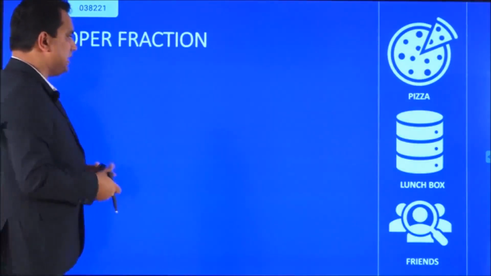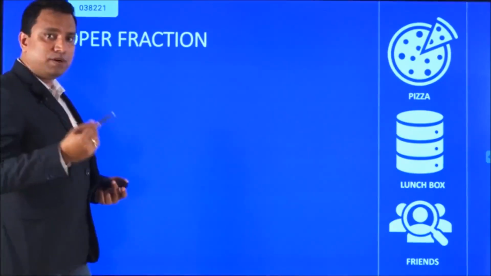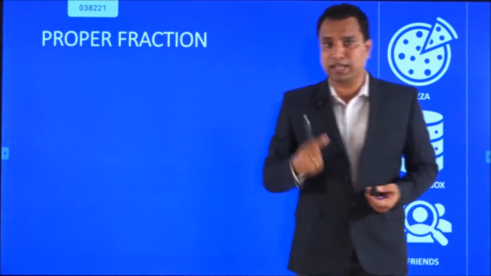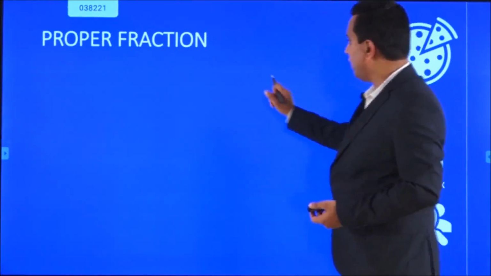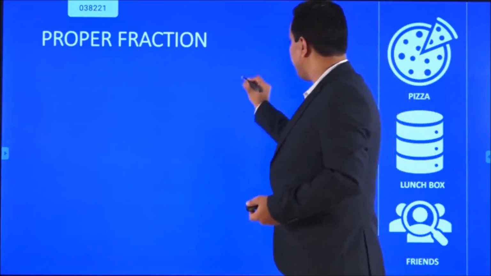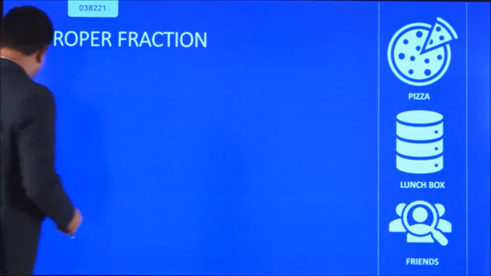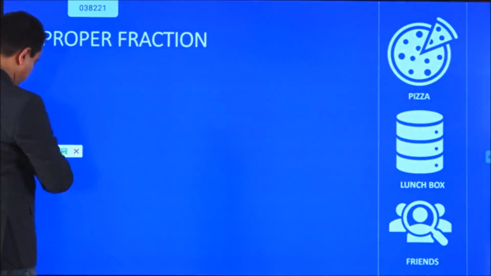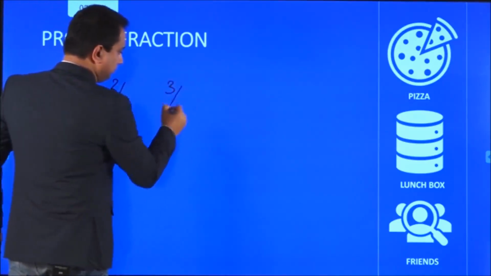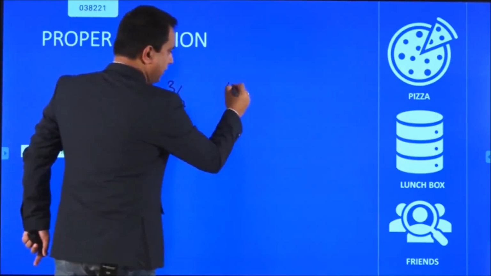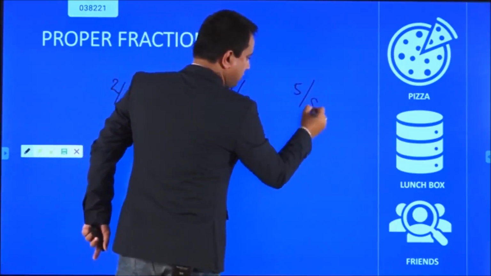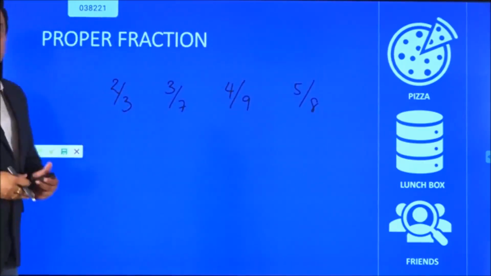We have all seen a fraction. Any number which is on top of another number, that symbol, or that kind of representation is called a fraction. So we all say 2/3. We say 2/3. Then we say 3/7. Then we say 4/9. Then we have 5/8. These are all fractions that we have learned today, right?